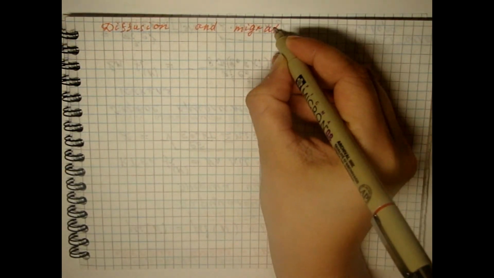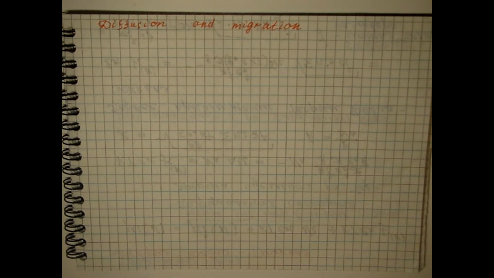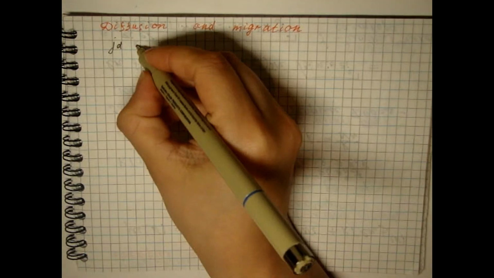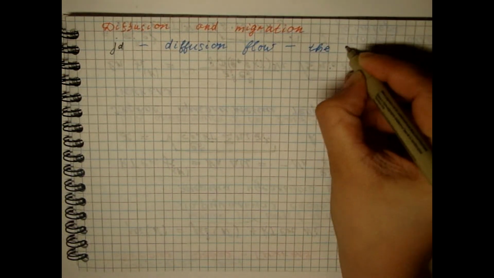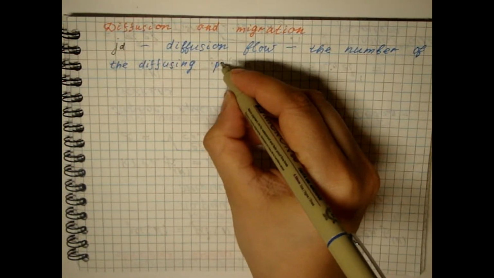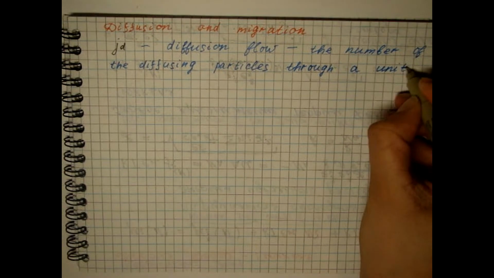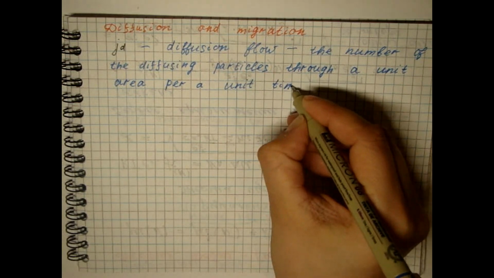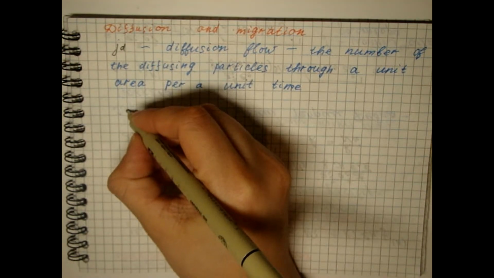The diffusion and migration rates are due to a large number of ion jumps per unit time in a certain direction compared to other directions. Statistical analysis of this process shows that the diffusion flow, that is the number of particles diffusing through a unit area per unit time, is proportional to the concentration of these particles and the gradient of their chemical potential.